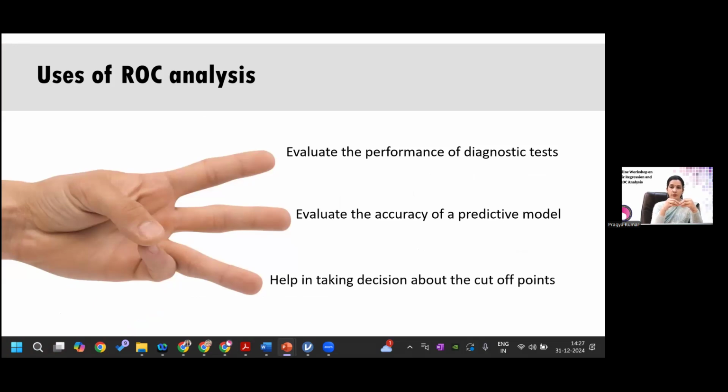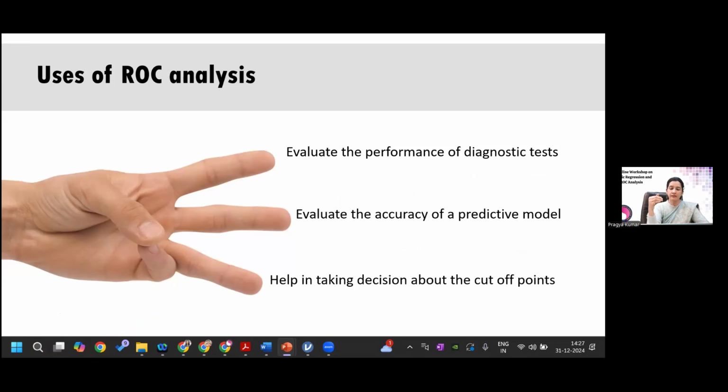So what are the uses of ROC analysis? Basically, ROC evaluates the performance of a diagnostic test, which we have seen in the case of binomial logistic regression, where we tested the predictive accuracy of the model.